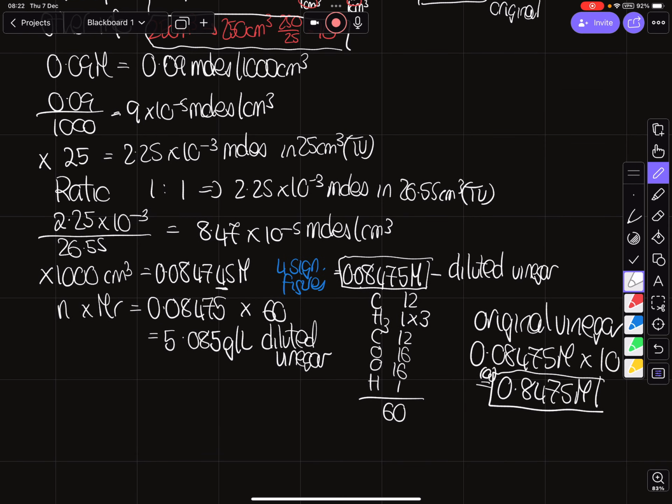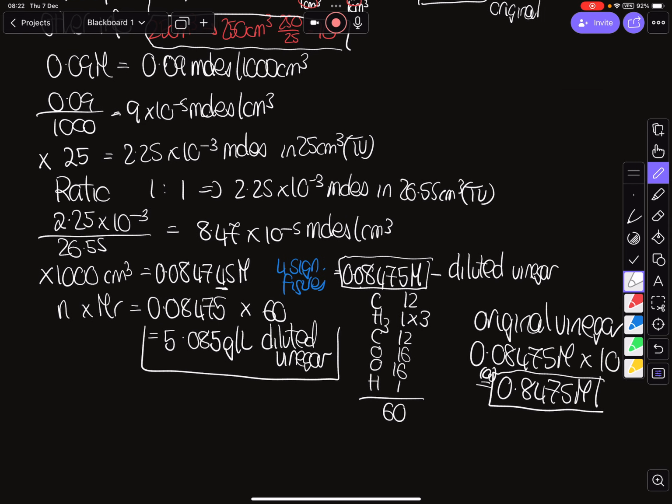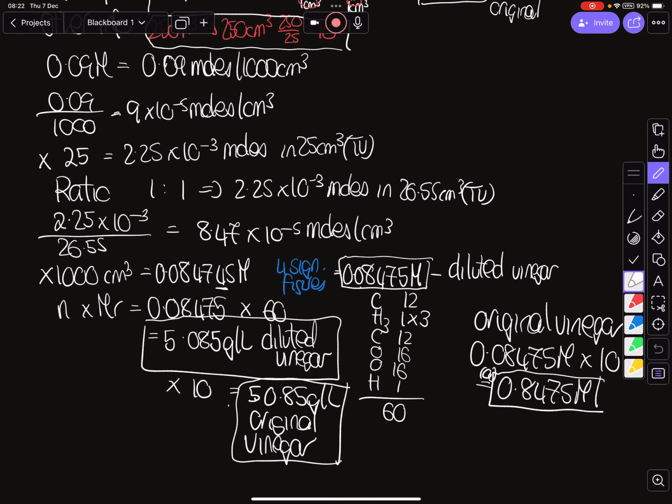The next thing that we have to do is we have to convert this to the original vinegar. So again, all we're doing is we're multiplying this by 10. And when we do that, we get 50.85 grams in a litre. So that is my original vinegar. So this is my part B. So that gets that annotated. I might just double up my colours.